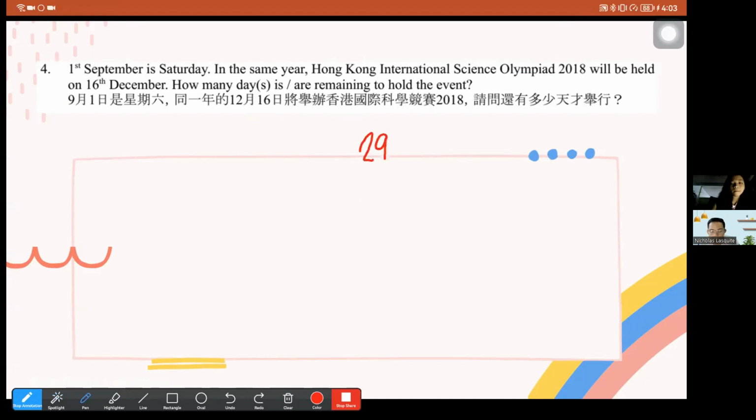29 plus October 31 plus 30 plus 16. So the answer here is 106. It's not asking if it's Sunday, Saturday, or what. It is only asking for how many days are remaining to hold the event. So how many days are left, right?